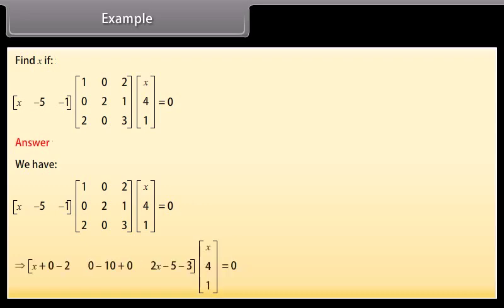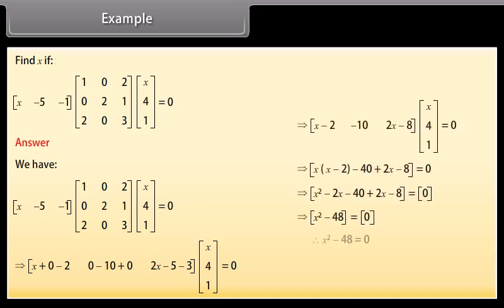It implies that the matrix with first row x plus 0 minus 2, 0 minus 10 plus 0, 2x minus 5 minus 3, multiplied by the matrix with first row x, second row 4, third row 1, is equal to 0. Solving this, we get x square minus 48 is equal to 0. It implies x square is equal to 48. It implies x is equal to plus or minus 4 square root 3.